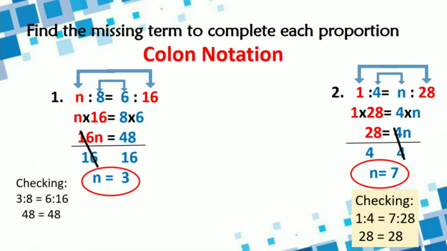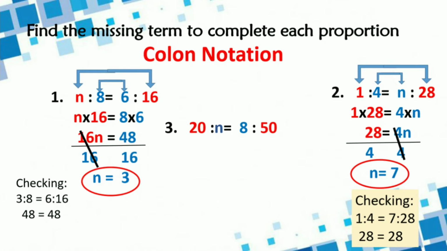Okay, so in checking, i-substitute na natin yung value na 7 sa ating n. So, 1 is to 4 is equal to 7 is to 28. And then, para ma-check natin kung proportion, multiply both extreme. 1 times 28 is equal to 28. And then, multiply both means, which is 7 times 4 is equal to 28. Okay, therefore, our number 2 is proportion. Now, let's have number 3.